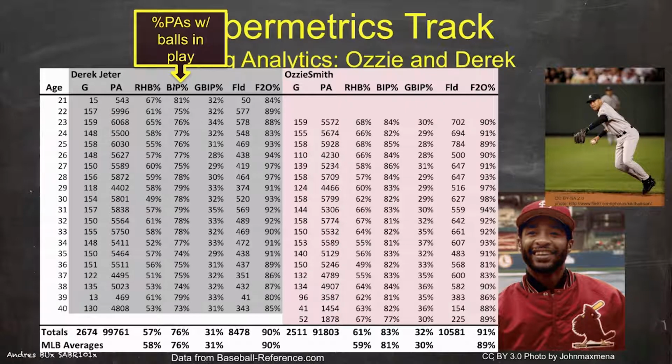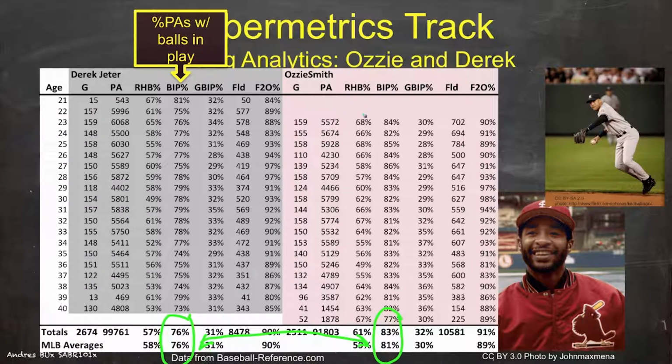The next column is the percentage of those plate appearances where the ball was put into play. So out of that plate appearance, some were strikeouts, some were walks, some were home runs. All the rest were considered balls in play. You can see the percentage of balls in play for every year Derek Jeter played and Ozzie Smith played. Now note this discrepancy. There's a difference here during Derek Jeter's time and Ozzie Smith's time. This 76% versus 81% looks very different.